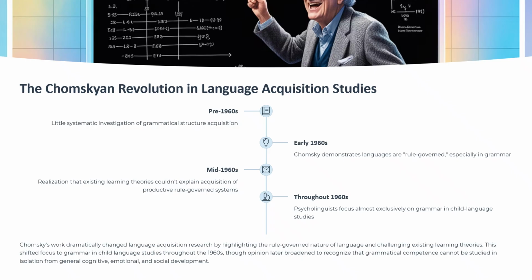Throughout the 1960s, psycholinguists focus almost exclusively on grammar in child language studies. Chomsky's work dramatically changed language acquisition research by highlighting the rule-governed nature of language and challenging existing learning theories. Opinion later broadened to recognize that grammatical competence cannot be studied in isolation from general cognitive, emotional, and social development.